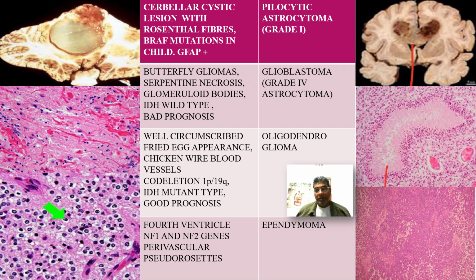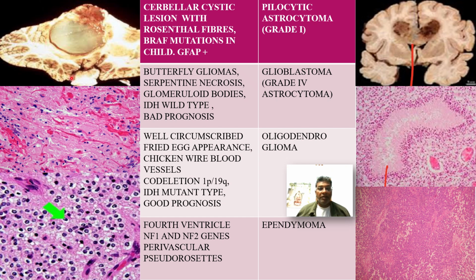Coming to ependymomas, they mostly involve the fourth ventricle. NF1 and NF2 genes are involved. The characteristic feature of ependymoma is that there will be perivascular pseudo rosettes.